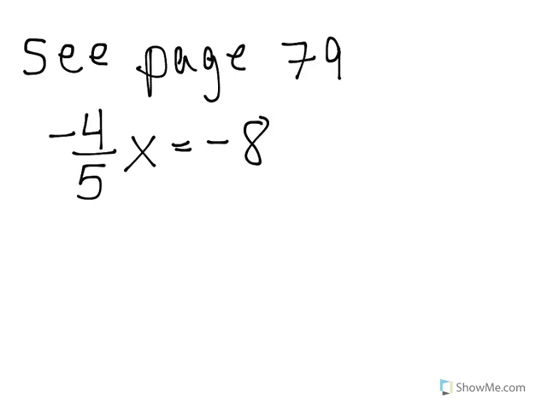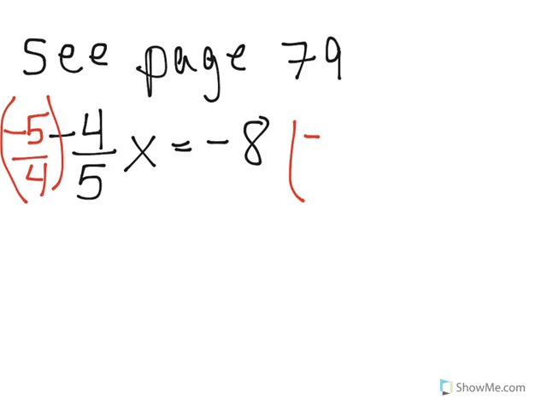Now we have a new kind of problem to solve that has a whole fraction with the variable instead of just the variable over a denominator. To get rid of the negative 4/5, we are going to multiply both sides of this equation by the reciprocal of negative 4/5, which is negative 5/4. Again, we use parentheses to show the multiplication.